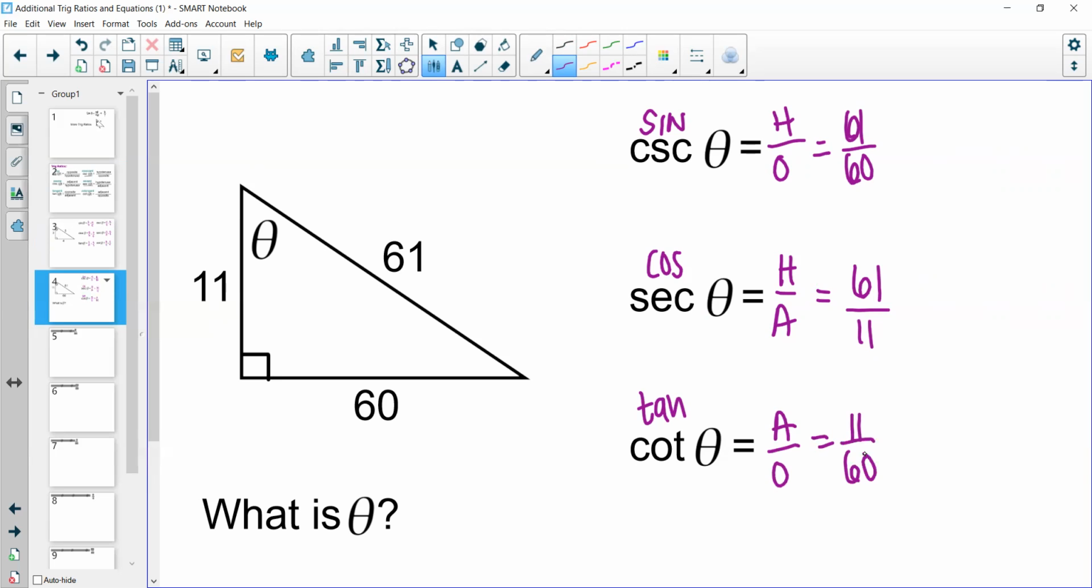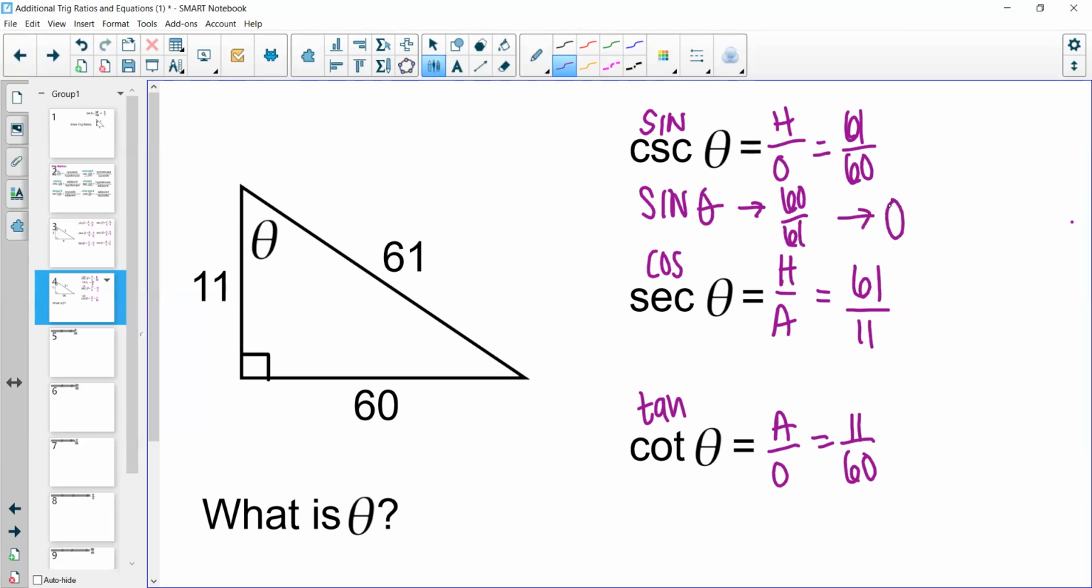Now, this is awesome, but what if we had to find angle theta? Well, cosecant, secant, and cotangent do have their own inverse functions, just like sine, cosine, and tangent. However, on a typical calculator, it's not easy to find that inverse function. So what we have to do is rewrite one of these in sine, cosine, or tangent and use that. So how do I find the cosecant of theta? Well, that would be the same as the sine of theta, which would be 60 over 61.